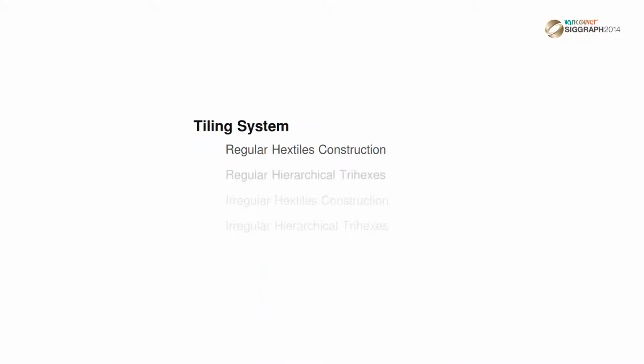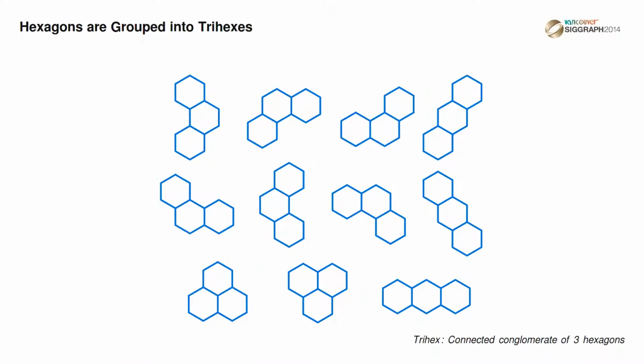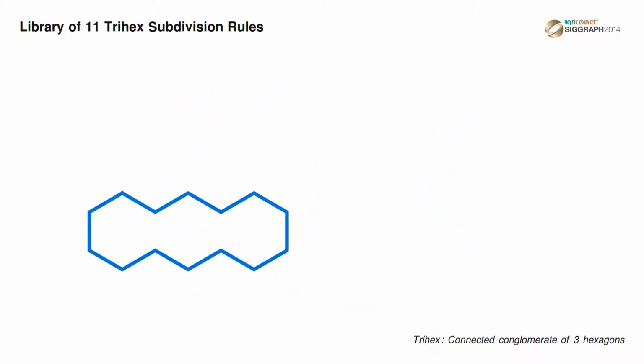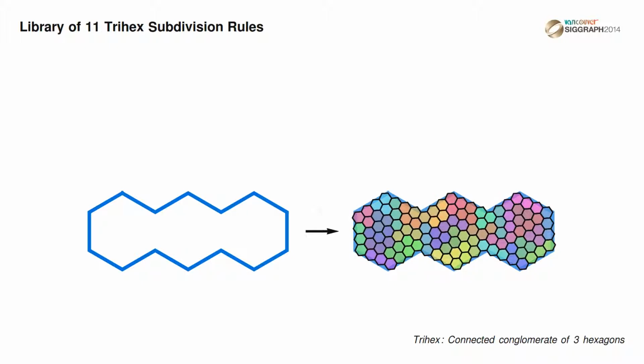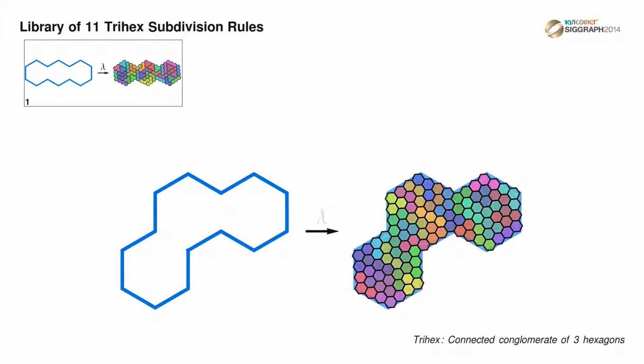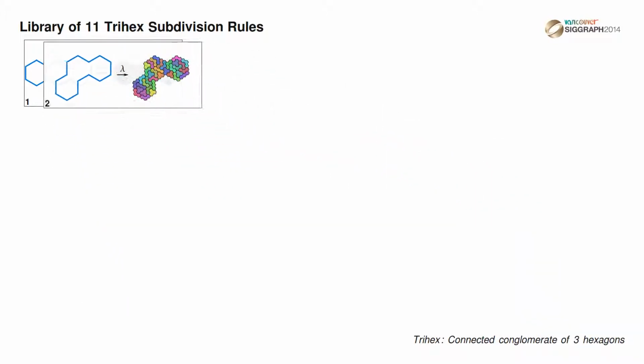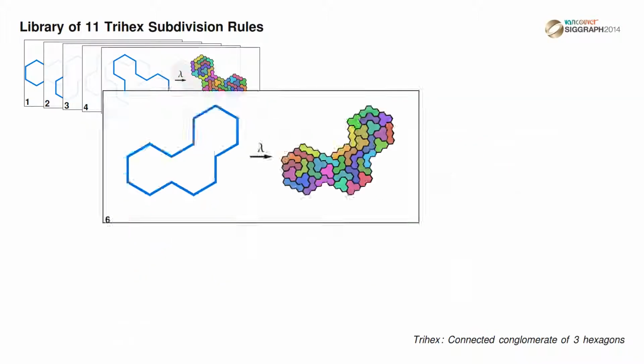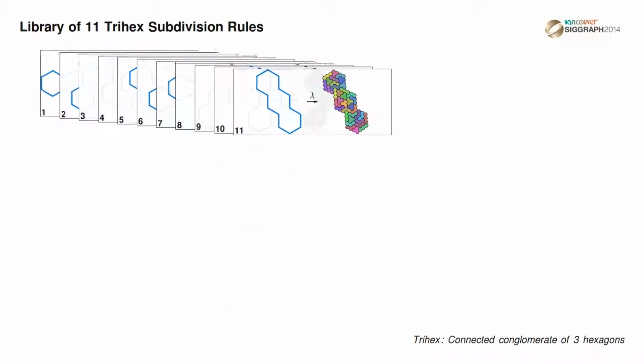The first improvement replaces single hexagons with connected conglomerates of 3 hexagons called trihexes. These form the prototiles for our system, which contains the 11 unique geometric configurations. From each such trihex, we create a quasi-trihex using hexagonal subdivision, followed by clustering the constituent hexagons into further trihex prototiles. This process yields a decomposition for each quasi-trihex into a set of lambda trihexes. The result is a library of finite subdivision rules which can be used for hierarchical tiling.